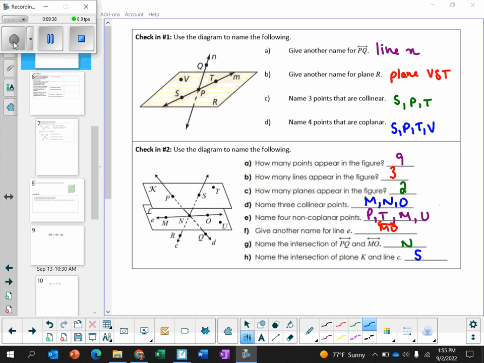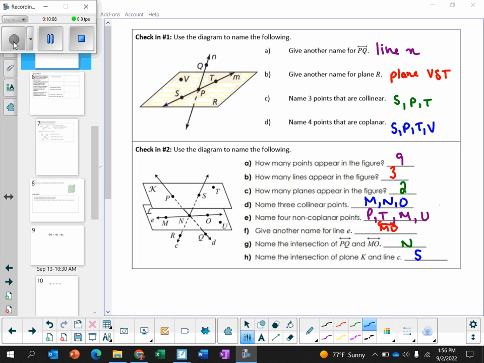All right, so let's check our answers. Another name for line PQ could be line N. That's not the only option, but that's another name for line PQ. Another name for plane R could be plane VST. Again, not the only choice. 3 points that are collinear would be S, P, and T. I believe that's our only answer option for that one. And then for points that are coplanar, this is also our only answer option, S, P, T, and V.